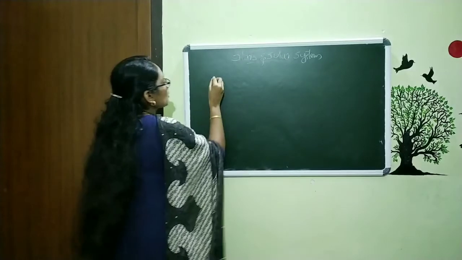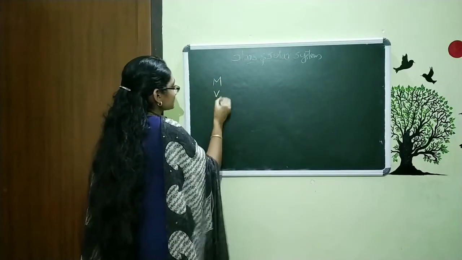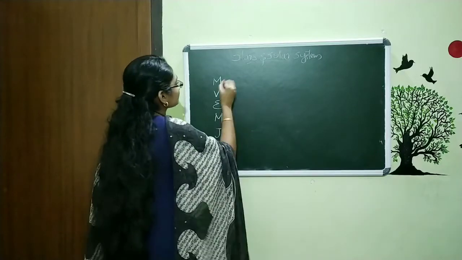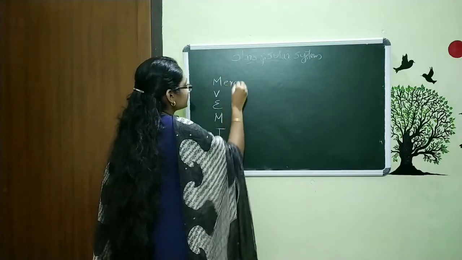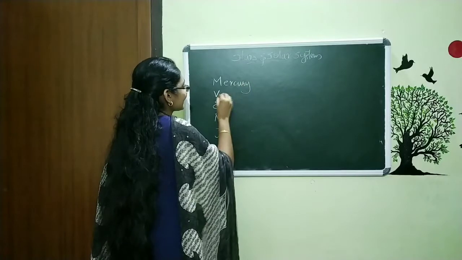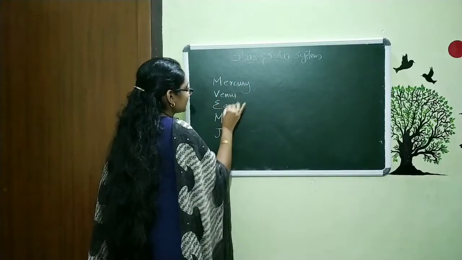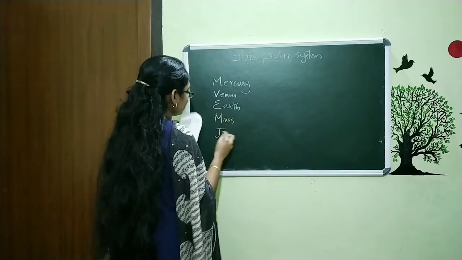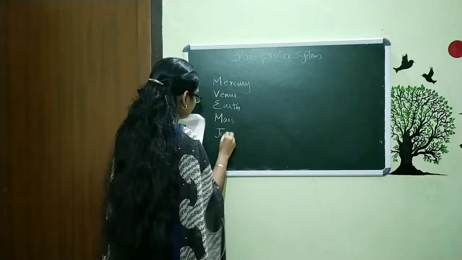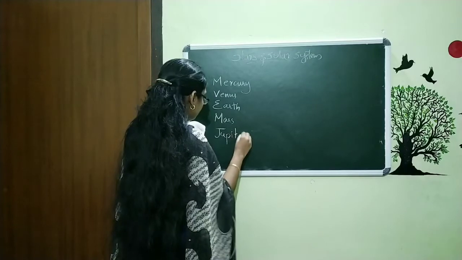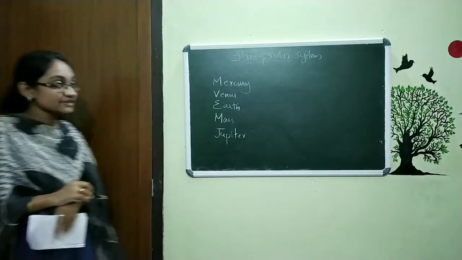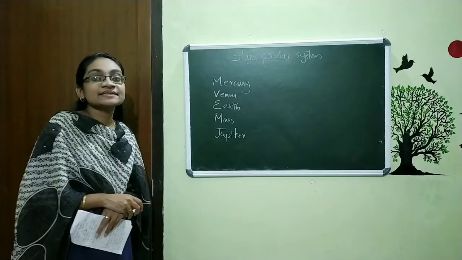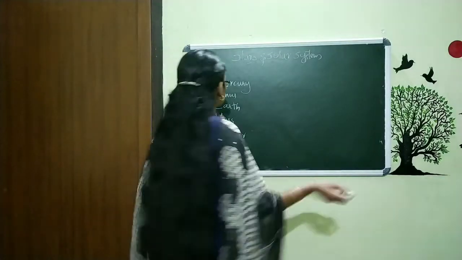We discussed Mercury, Venus, Earth, Mars, Jupiter. In the last class, we discussed these. Now, which are the things left in this list of planets?